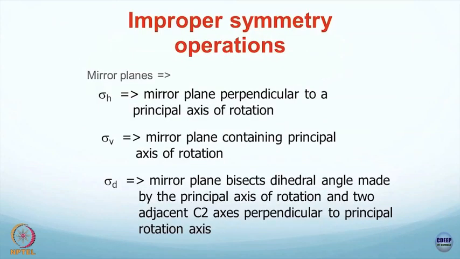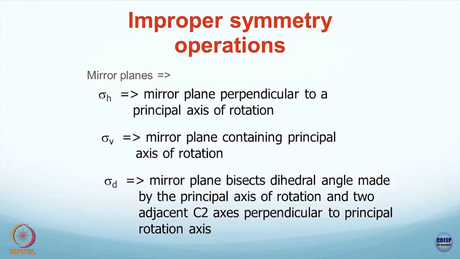So, let me just go over this again. The mirror planes can be of different types. As I said, a mirror plane could be perpendicular to the principal axis of rotation. And then there could be another mirror plane which contains the axis of rotation. Principal axis means the one whose rotation angle is 2 pi by n, the n-fold axis, where n is the maximum.